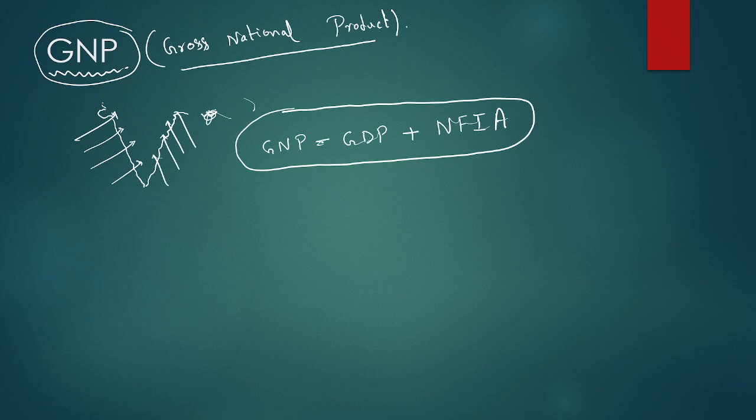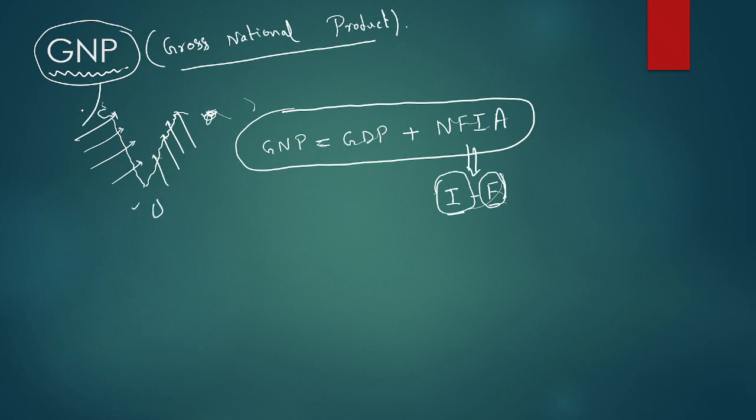Okay. What is NFIA? Indians' income minus foreigners' income, staying in India, staying abroad. Fine. So what we actually do with the help of this equation is we eliminate the foreigners' income ultimately, and we just add the Indians' income outside. You understand?